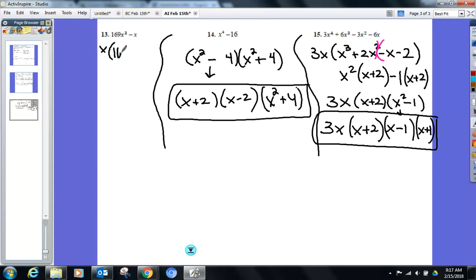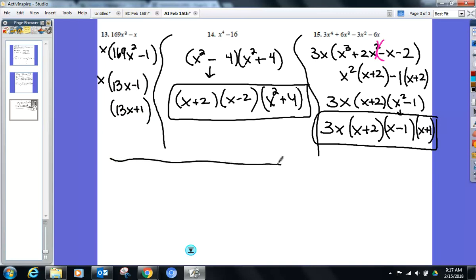I was a little nervous about this one because I know you could handle 169x squared, but we've talked, you're not left with nothing. Left with a 1, which is also a perfect square. Some of you may have gone to your calculator. Is 169 a perfect square? Yes, it is. 13x minus 1 and 13x plus 1. Again, one last time. Why can that not be factored? It's a plus. It's a difference of two perfect squares, not the sum. Difference.